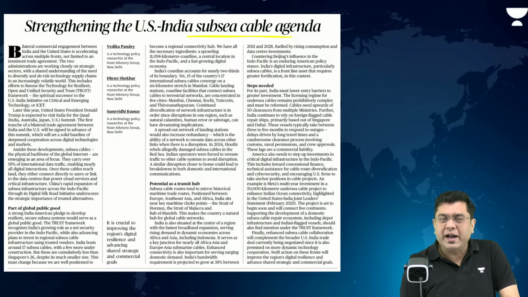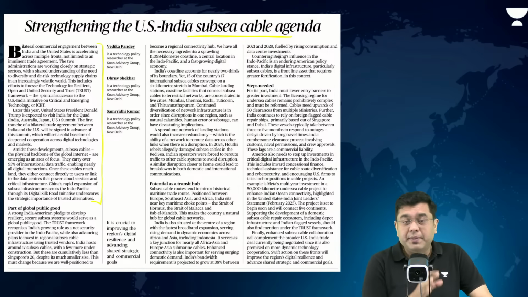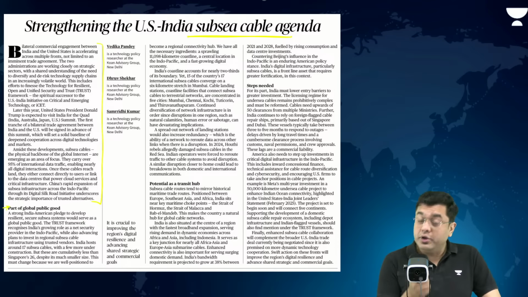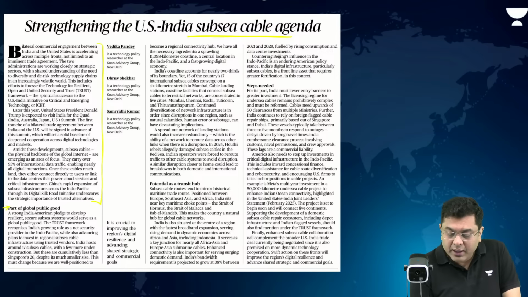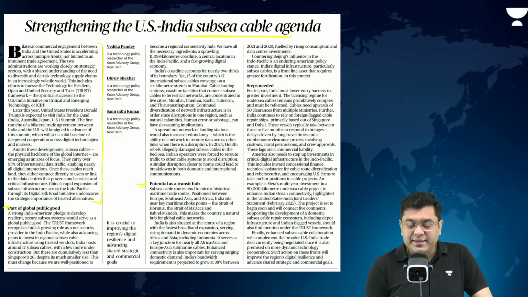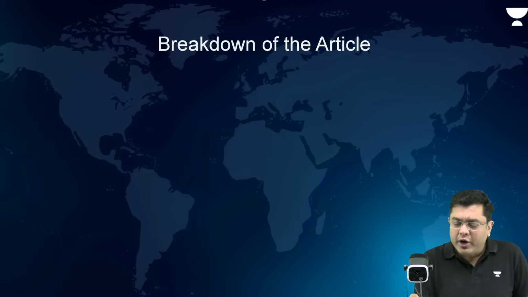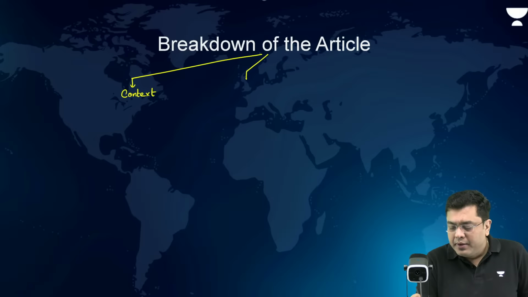If you take a look at it, the first portion talks about the context, some of the background, global examples, then the global public good, the benefit of having a gain in the subsea cable network, India's potential as a transit hub, and the steps which are needed or the way forward. So the entire article can again be broken into these 4 pointers. Do that for every article and you will understand how to approach the newspaper without facing a burden, right?